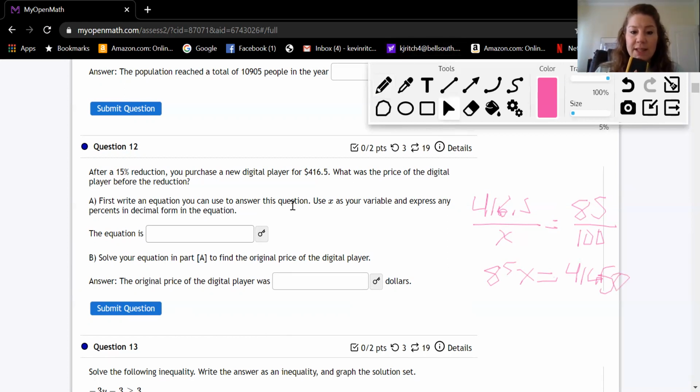Now I don't know what equation they're going to give. It might be something similar to that, but we're going to get the same answer that they would have gotten anyway. Because if you take 1x minus 0.15x, that would be 0.85x. They just didn't multiply by 100 like we did. So we got 41,650 divided by 85, and my answer is $507.